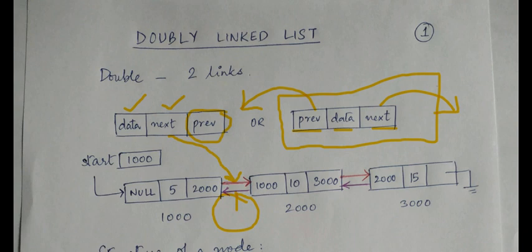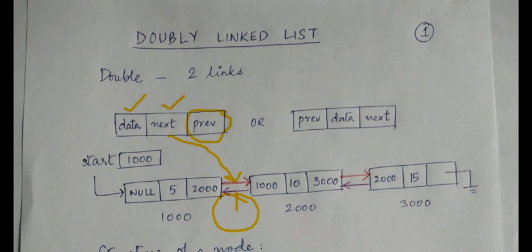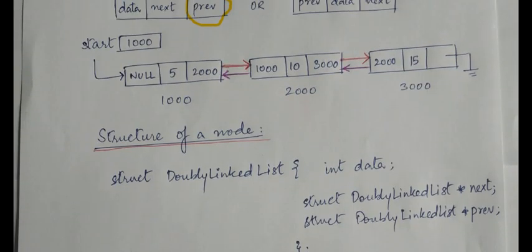So if you look at the linked list here, let me just scroll down. Yes, so this is your linked list. There are three elements: 5, 10 and 15. They are at the addresses 1000, 2000, 3000. Start points to 1000, so it has the address 1000.